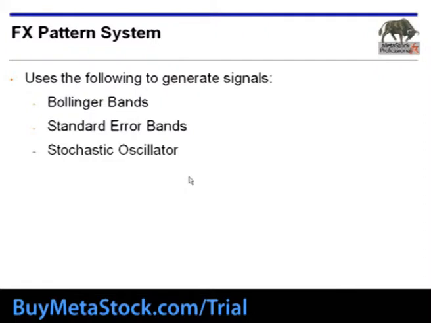The next system we're going to discuss is the FX pattern system. The FX pattern system uses the following to generate signals. It uses the Bollinger Bands, the Standard Error Bands, and the Stochastic Oscillator. Most of us may know a little bit about Bollinger Bands or a little bit about the Stochastic Oscillator, but probably don't know a whole lot about all three. We also probably would not know how to use those three indicators in conjunction with one another. This is why we have the Expert Advisor and the Expert System in the MetaStock PRO FX.